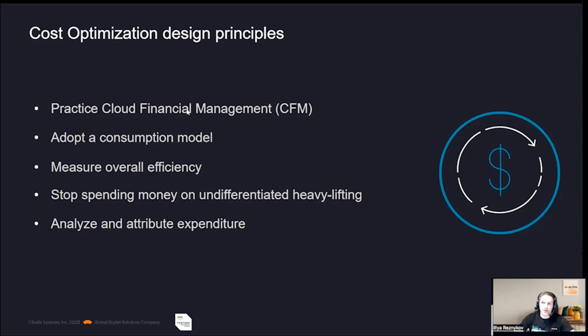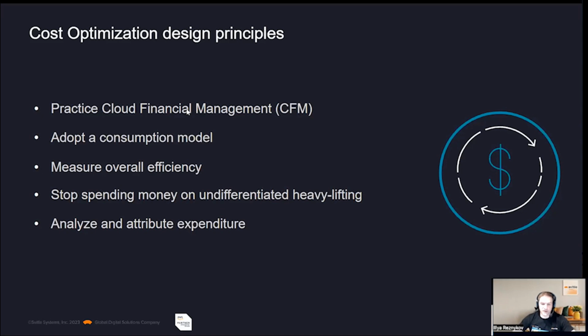We need to measure overall efficiency, because we need to understand whether a particular resource, even if it has the lowest possible price, corresponds to what it needs to do. For example, if our EC2 instance is too big for the workload, it's probably not optimized. And if some workload is not so important, we may decrease resources, decrease the performance of this particular workload, and as a result pay less for that.